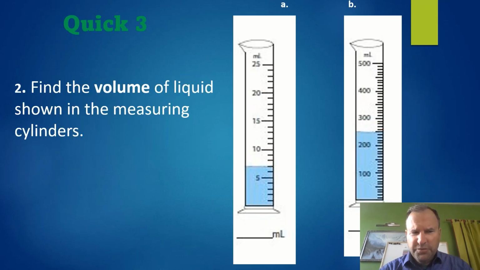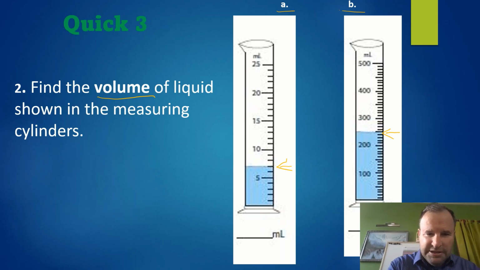With your quick 3, find the volume. I'll just put a pen in here. We'll do orange. Find the volume of a liquid shown in the measuring cylinder. So here's a measuring cylinder, A, and we've got B. Here's the volume for this one, and then see if you can work out the volume for that one. There's the meniscus here. Just highlighting that for you. Press pause, write down, work it out, and the answers will follow shortly.